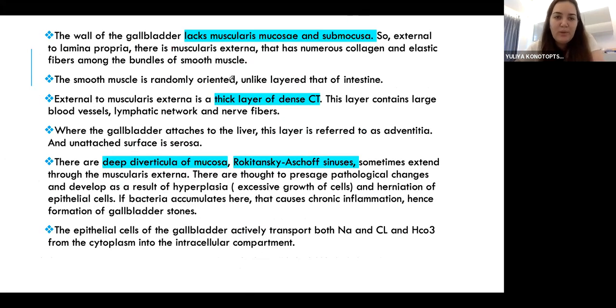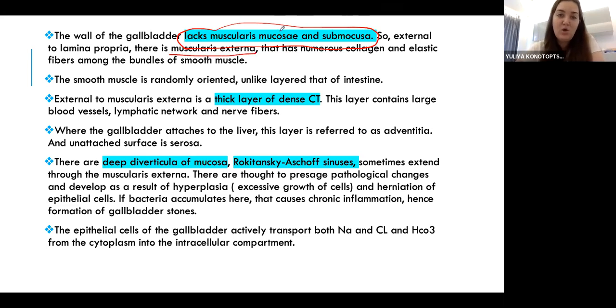The wall of the gallbladder lacks muscularis mucosa and submucosa. So both of these layers are completely absent in the gallbladder. So here the mucosa simply consists of epithelium and lamina propria, and it is attached directly to the muscularis externa.